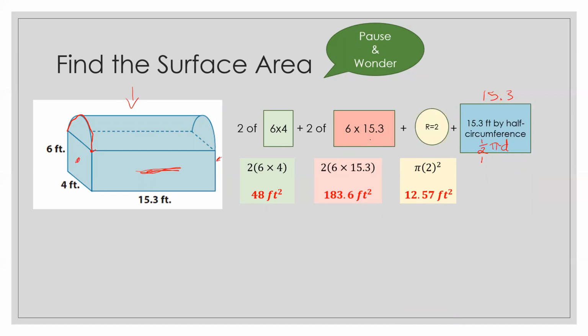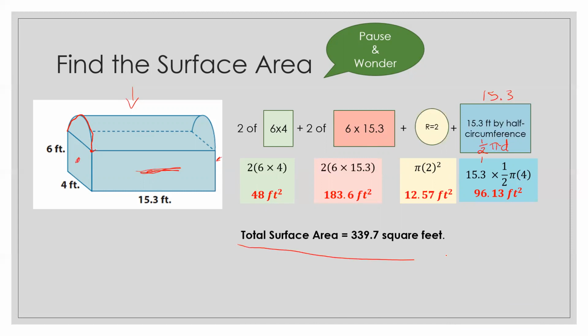And then the last one is a little bit more complicated to think about, but what you need to find is the circumference and then take half of it. So that would be half pi times diameter. And just use your calculator on that. You get 96.13. So then the total area, when you add them all up, is 339.7, and the unit is square feet because we are talking about the unit of area. We're counting squares. In this case, square feet.